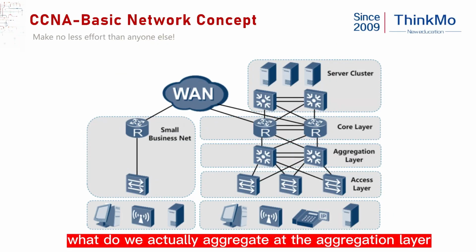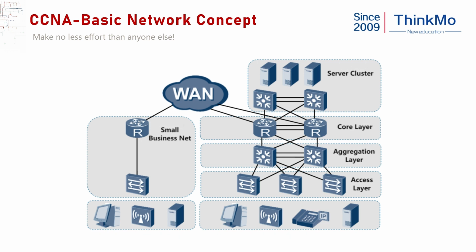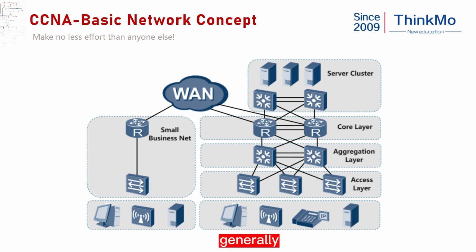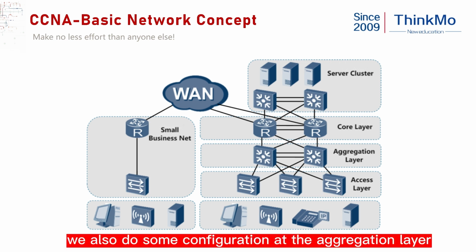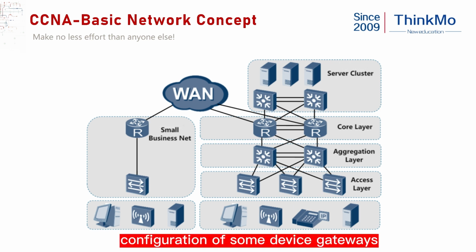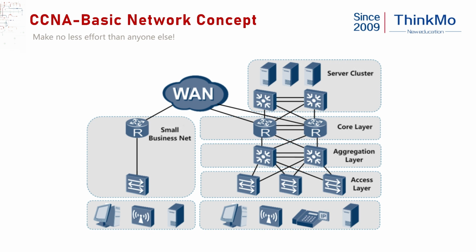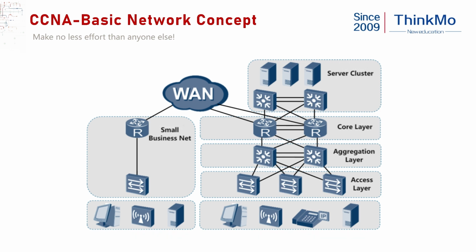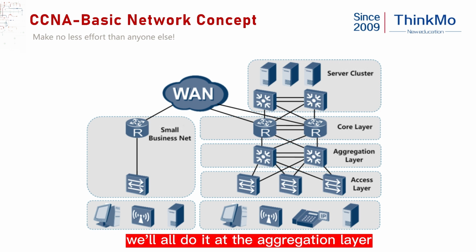So what do we actually aggregate at the aggregation layer? It is more to gather our layer 2 access equipment. Generally, we also do some configuration at the aggregation layer, for example, some gateway configuration, configuration of some device gateways, including some OSPF configuration, including some DHCP configuration. We send some addresses. We'll all do it at the aggregation layer. It's just all the stuff in here.